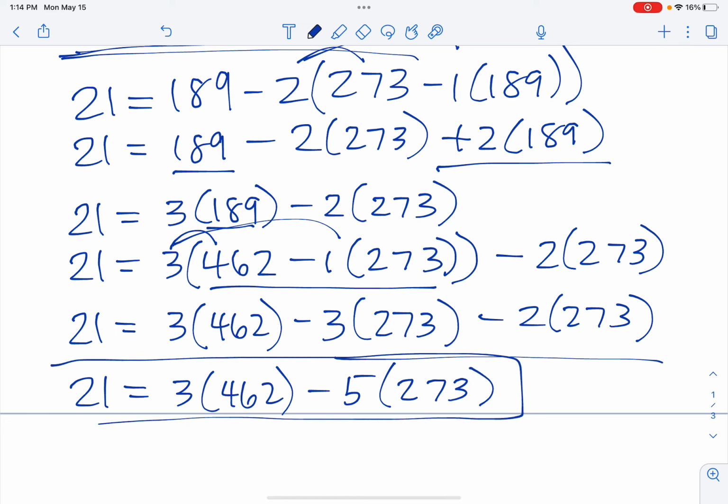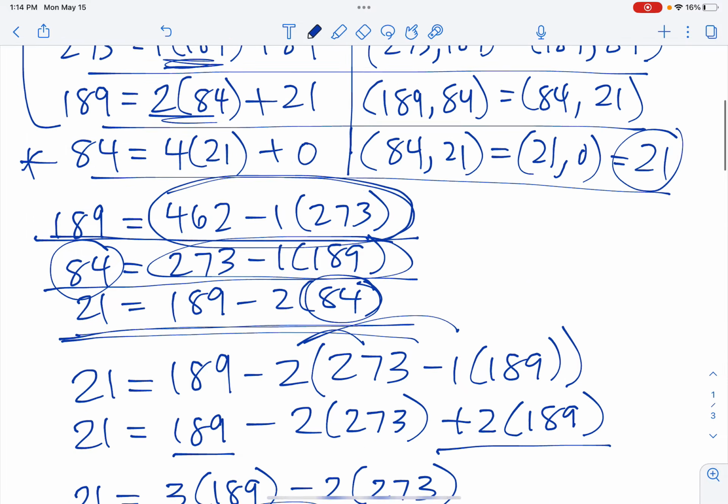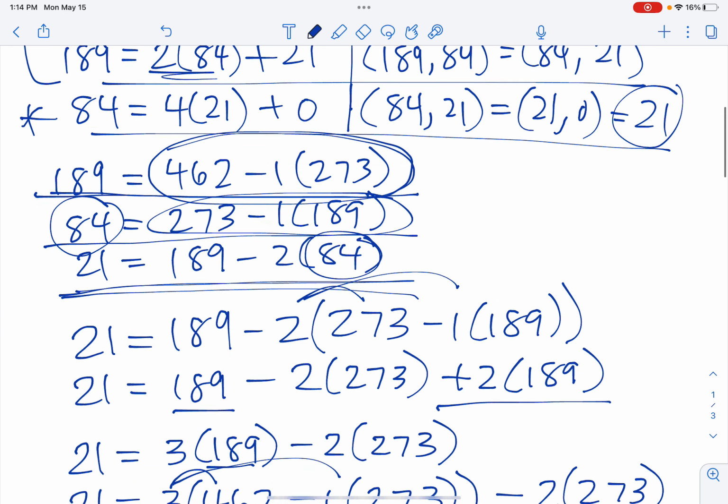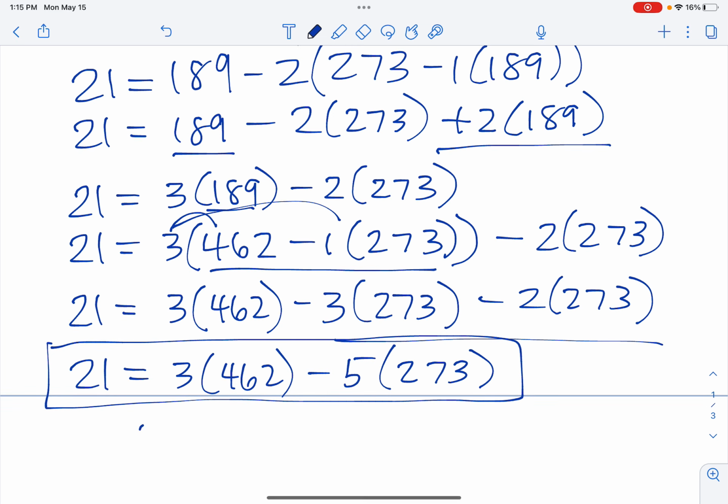Right? When I get my final answer, I always like to double check it. I just go on my calculator. 3 times 462 minus 5 times 273. That equals 21. So I didn't make any small mistakes. And I've answered what M and N are, right? So if I look back and actually specify what they are, M was the number attached to the 462, N is the 273. So in this case, M is 3, N is negative 5, because there's a minus there.